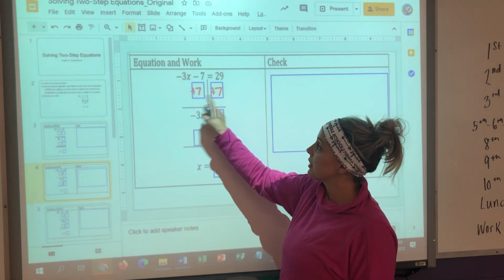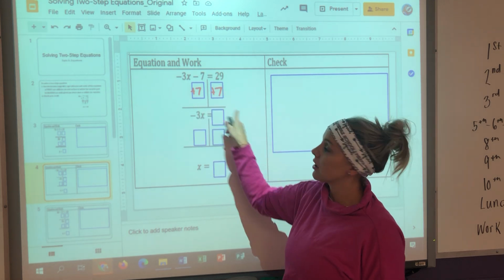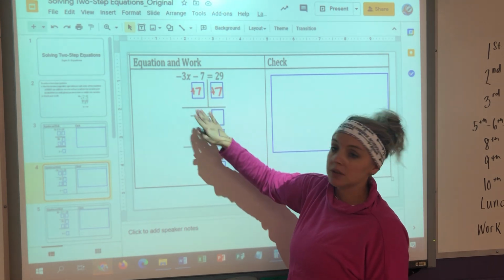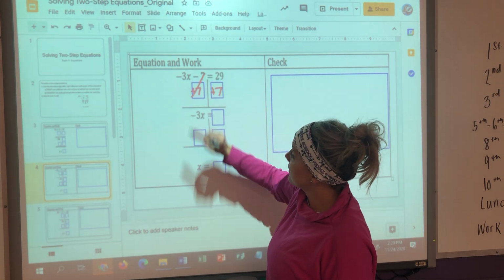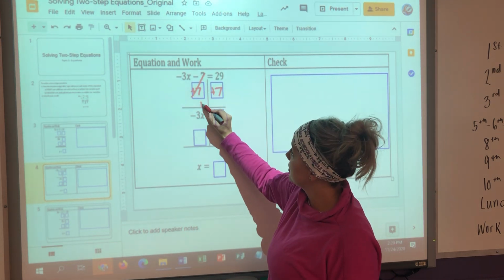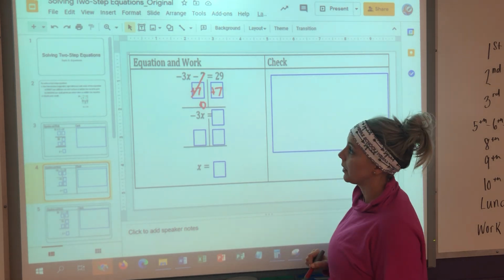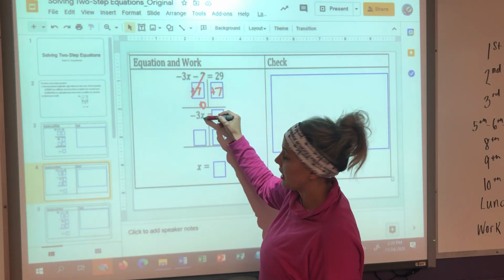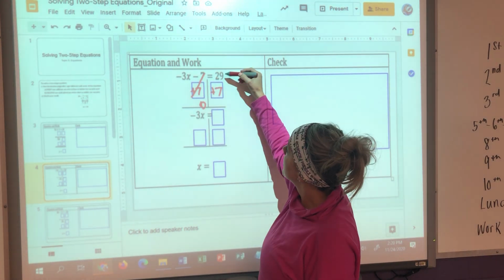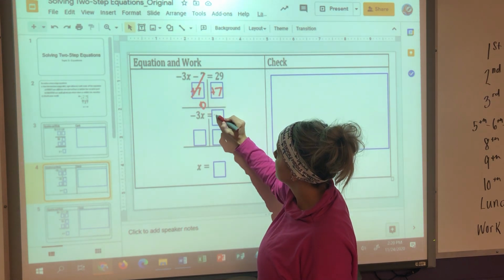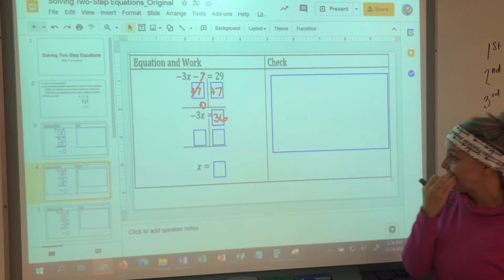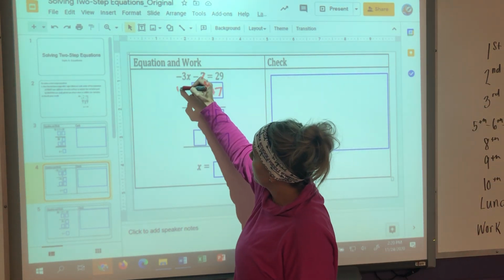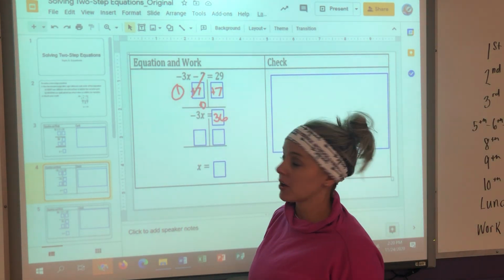Make sure that you're mirroring in these boxes. That's why we do our upside down T. So whatever we do on the left, we also do on our right. So 7 and 7, okay, that's our zero pair. Negative 3x comes down. 29 plus 7, 36. Okay. So now we've done step 1, we've gotten rid of our addition or subtraction.